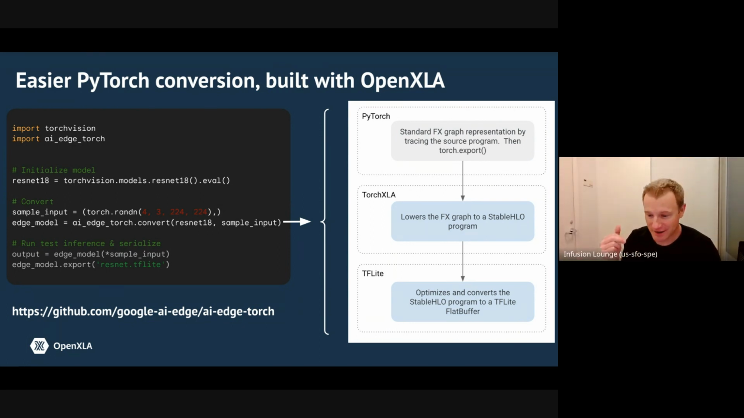On the right-hand side, you can see what the flow looks like. We go from Torch export, that's from Core ATen. Then that goes into Torch XLA. We lower to Stable HLO, and then we run it through our conversion. We get a TF Lite flat buffer. Maybe next slide.